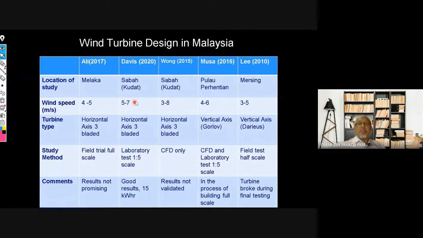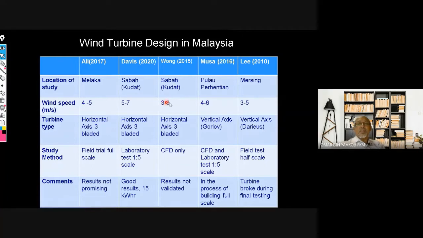all those, maybe you have a sentence that describes these two together. Although both Davies 2020 and Wong 2015 did their work in Pudat, okay, they did not use similar wind speed. Okay, Wong used 3 to 8 meter per second, whereas Davies considered between 5 to 7 meter per second only. And then this one you may relate with your data earlier that previously some data have been said that wind speeds of less than 3 meter per second is not useful at all, or in Pudat, something like that.